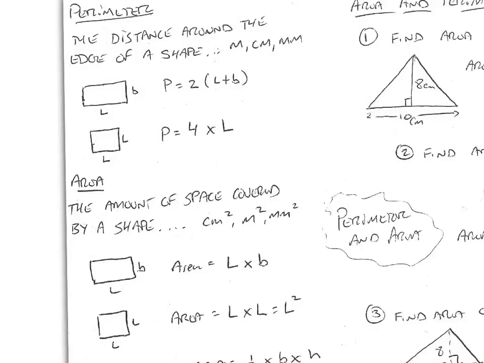So let's look at perimeter and area. Let's start with perimeter. Perimeter being the distance around the edge of a shape, and it's measured in meters, centimeters, millimeters, could be kilometers, any variation of meters.